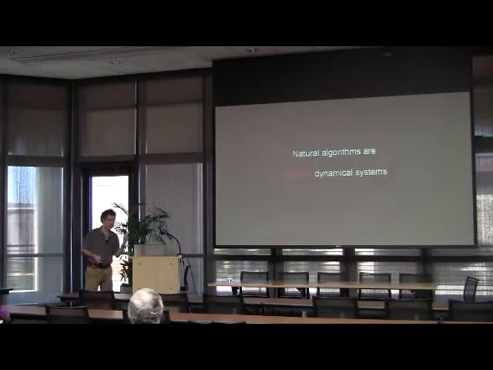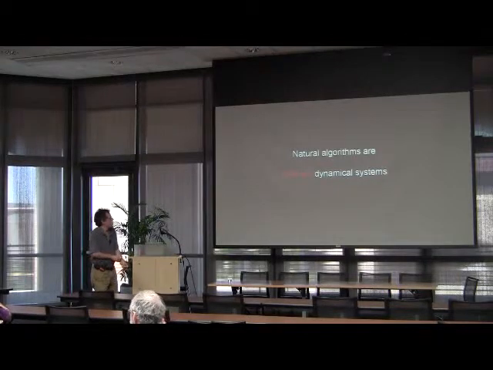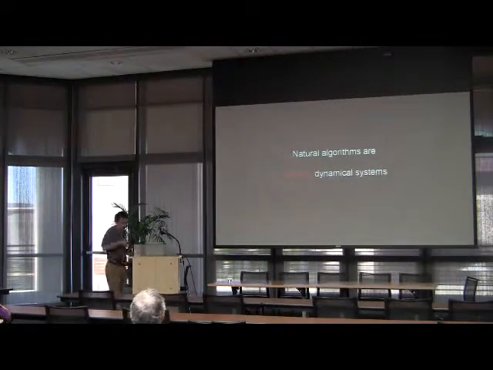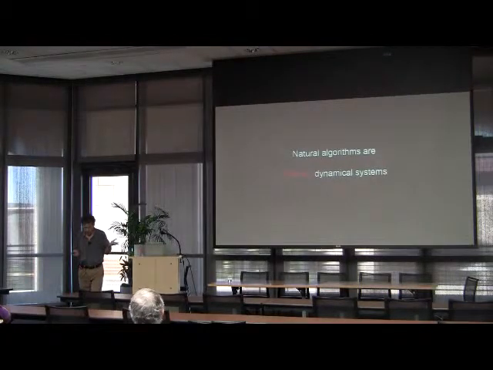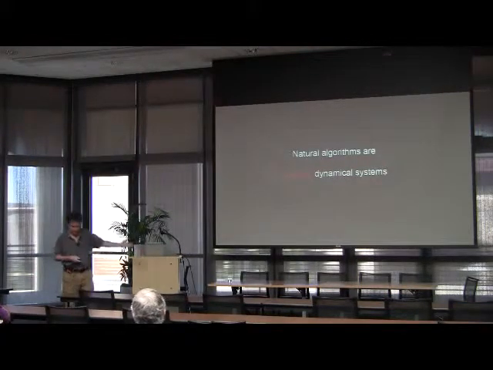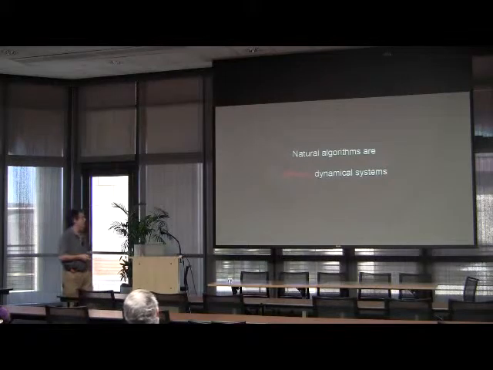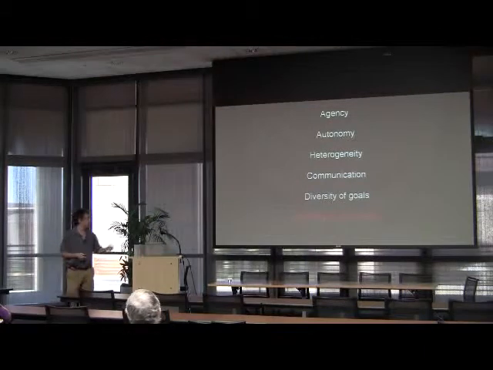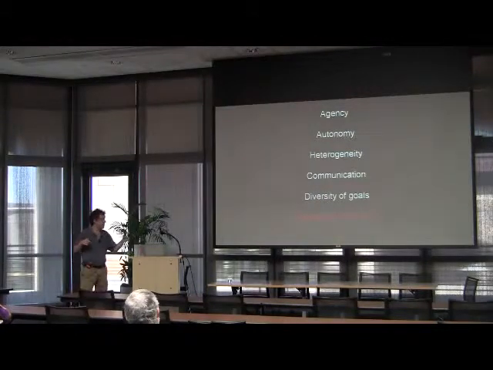Before I get into examples, let me tell you what the differences are. Now, natural algorithms are just dynamical systems, after all. So why are they really different from the others, and why can't you use old techniques to do that? Well, there's a number of reasons. First of all, there's agency. These algorithms tend to have lots of different agents, and they're autonomous. They decide to do their own thing when they want. They are different kinds of agents.